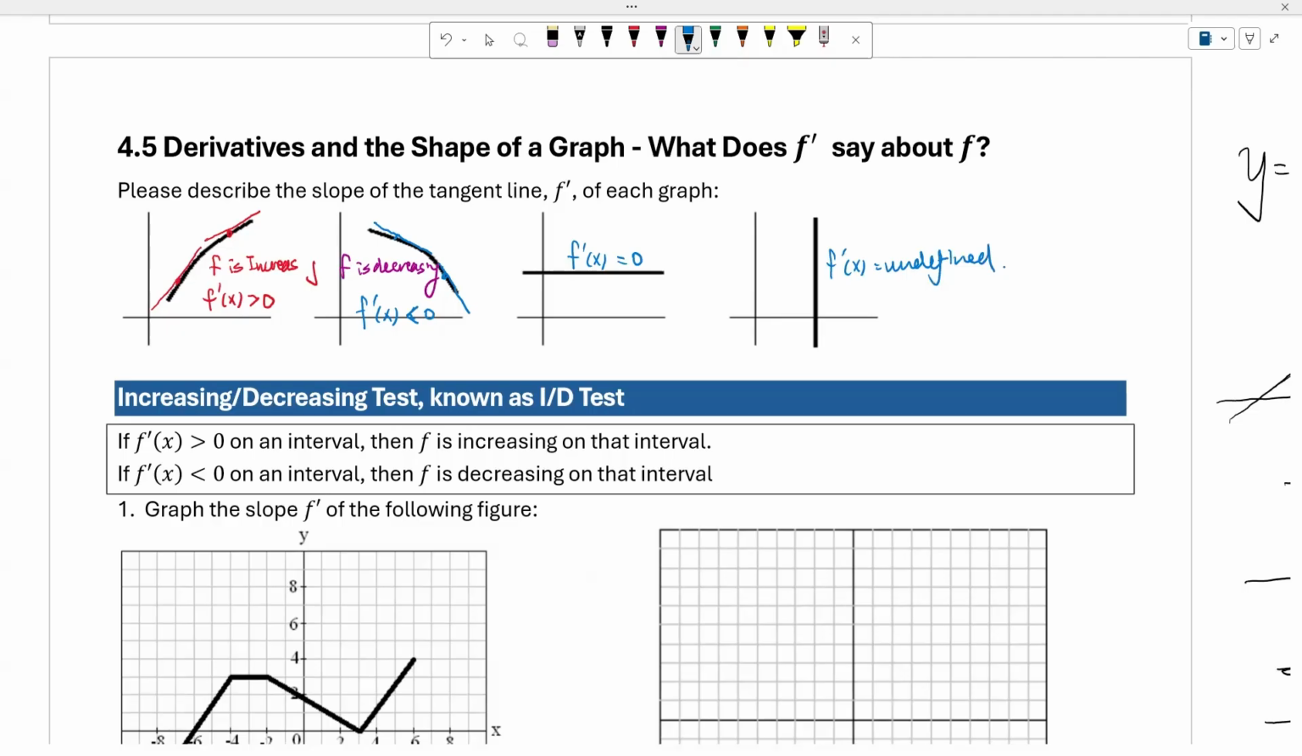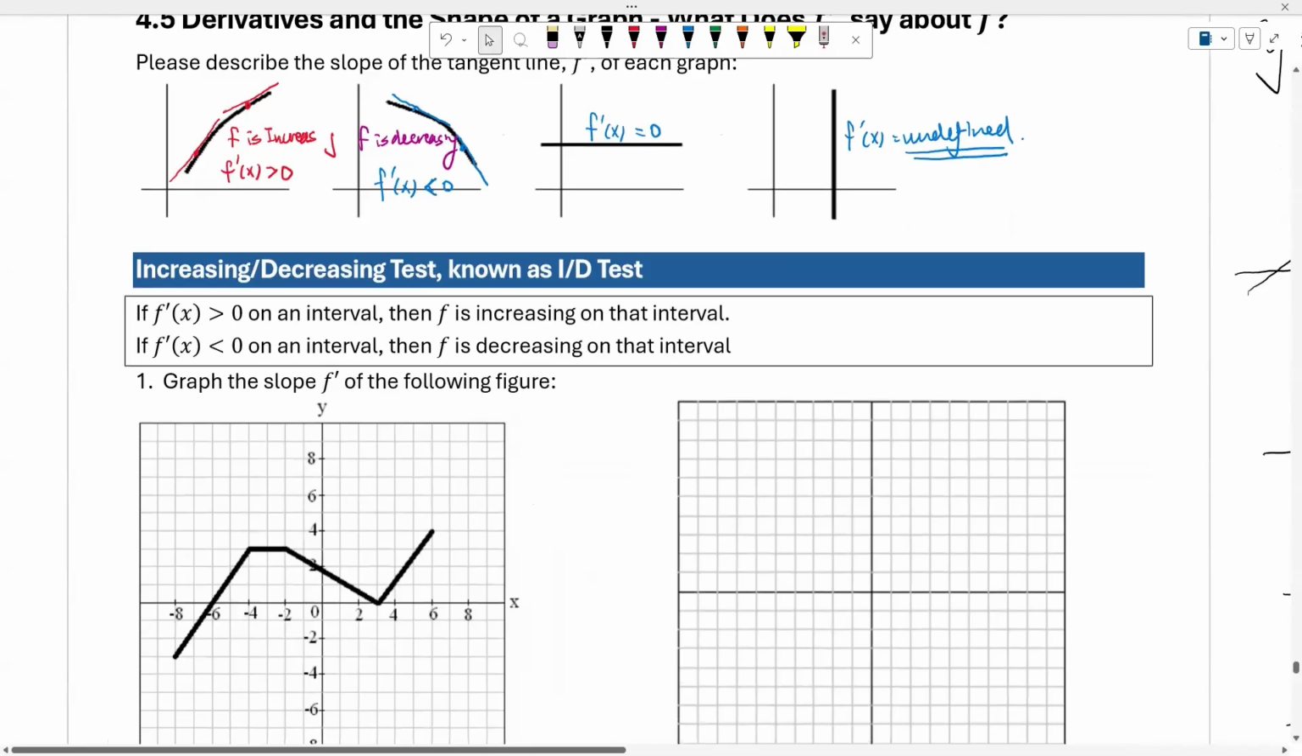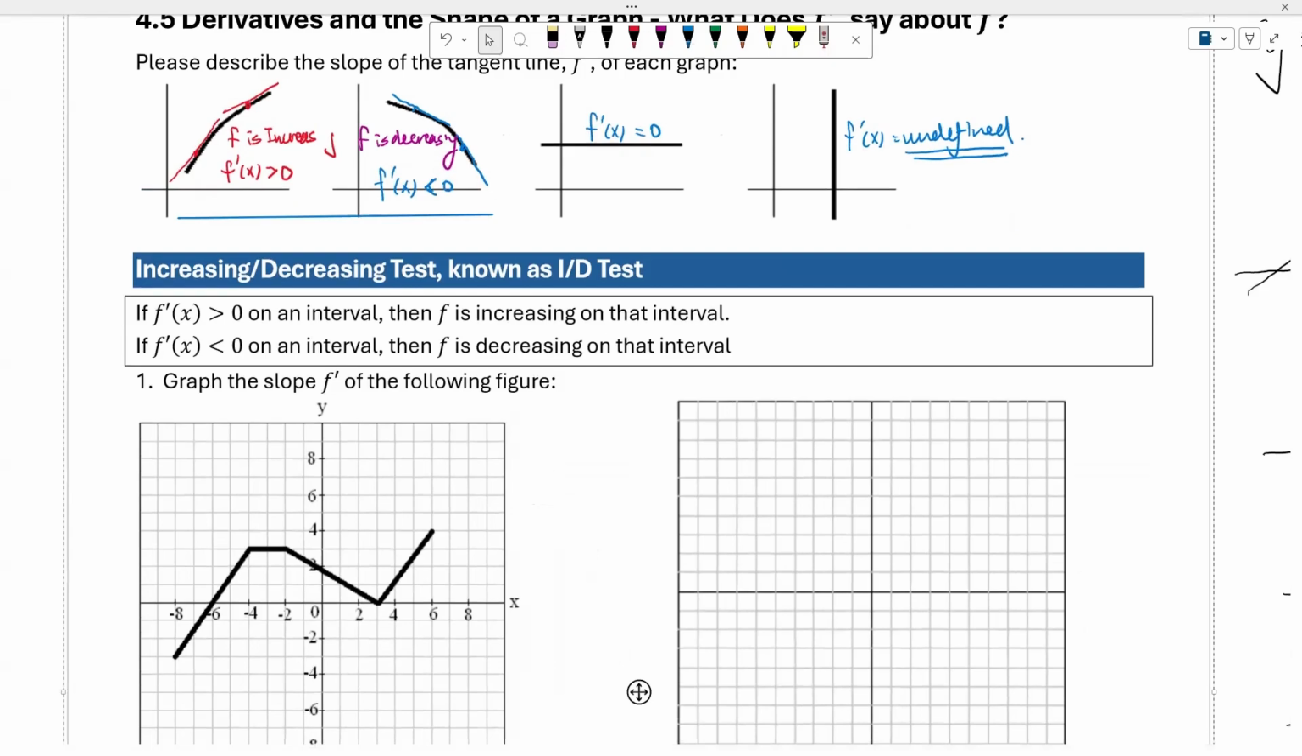Remember, when we say undefined, meaning it's not a number, you could consider it either infinity or negative infinity. Based on this result, if the function is increasing, f prime is positive, and if the function is decreasing, f prime is negative. Based on this observation, we have the increasing decreasing test, known as the ID test.